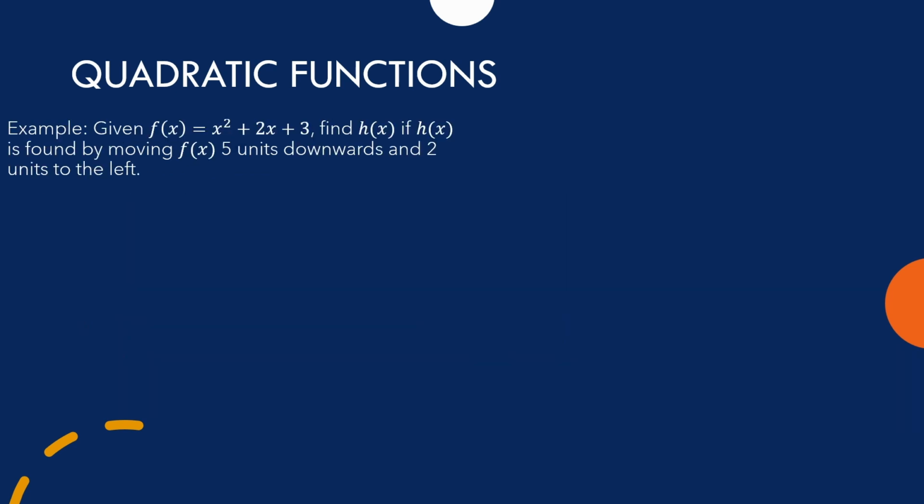Now let's take a look at the following example. Given f(x) equals x² + 2x + 3, find h(x) if h(x) is found by moving f(x) 5 units downwards and 2 units to the left.